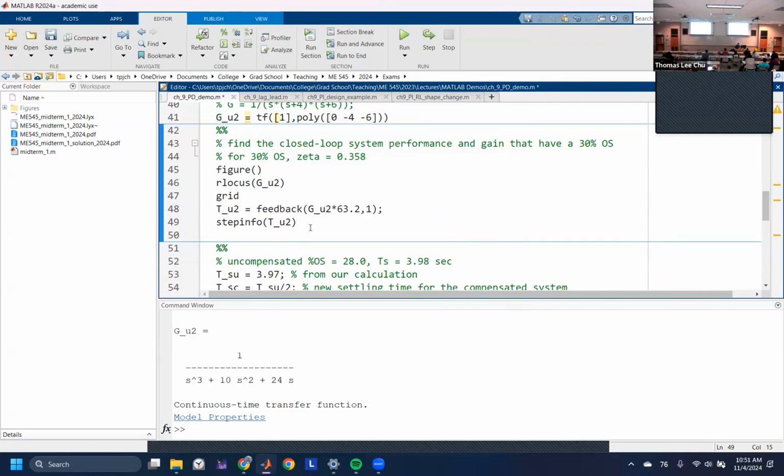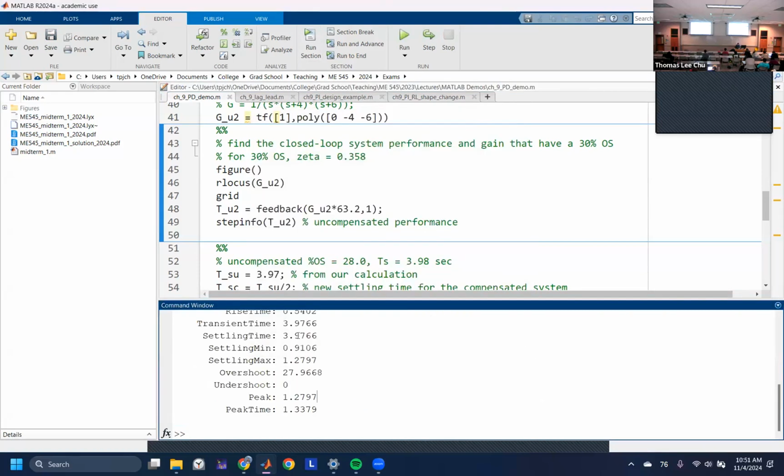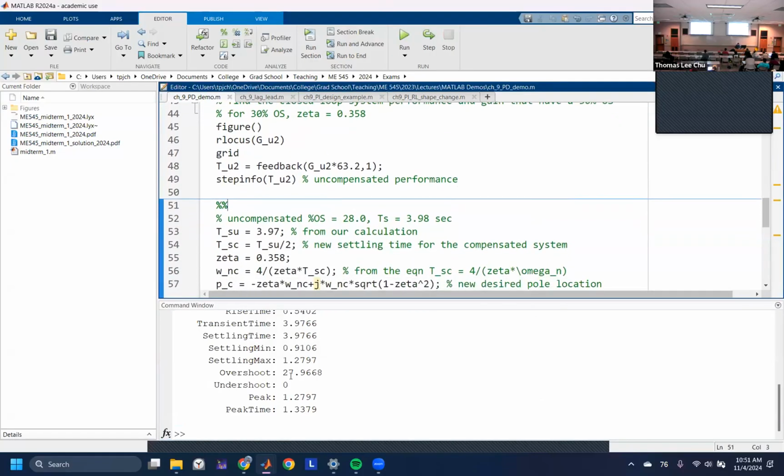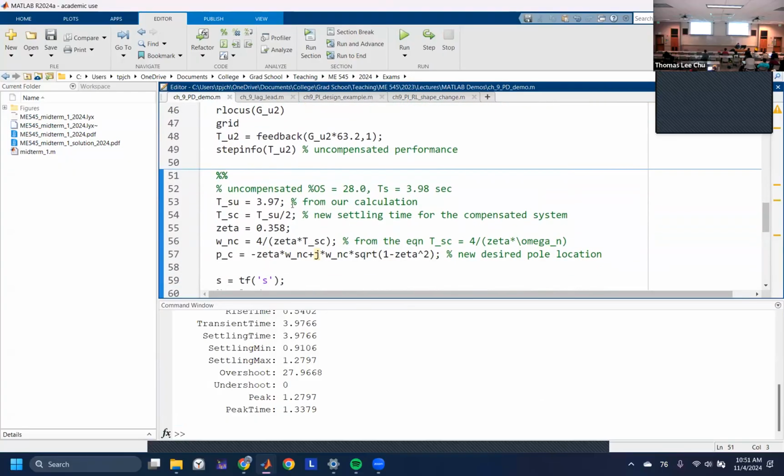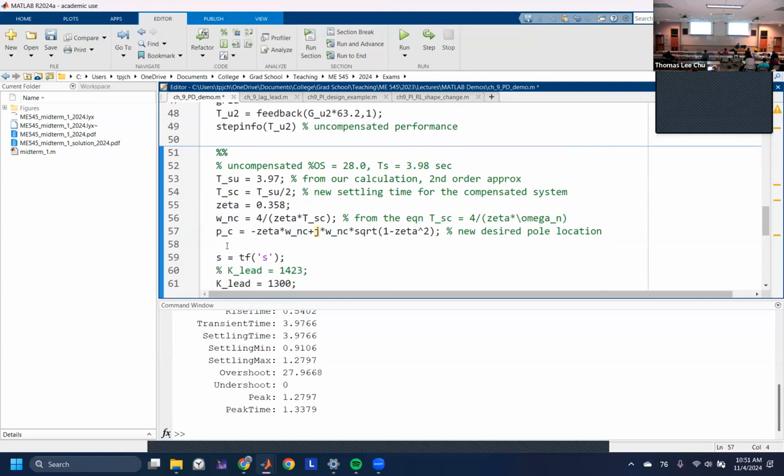So then I create the closed loop transfer function here using that gain, and I use stepinfo to get the uncompensated performance. The uncompensated performance tells me our settling time is 3.98 seconds, so we want half of that. And our actual overshoot is 28%. So this is using second order approximation. We actually found that it was 3.97, which is close enough to 3.98. So you divide that by 2 to get our new compensated settling time. And then from there, I was able to find our natural frequency and then our new desired closed loop pole location defined as PC.